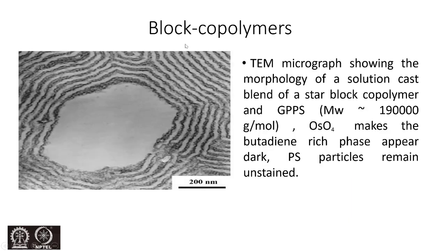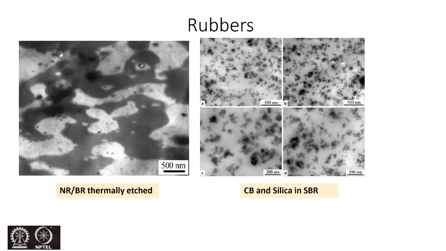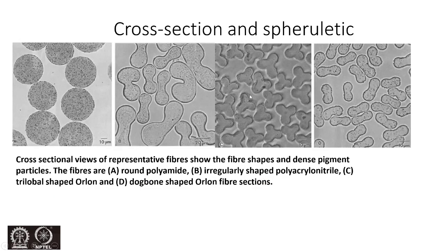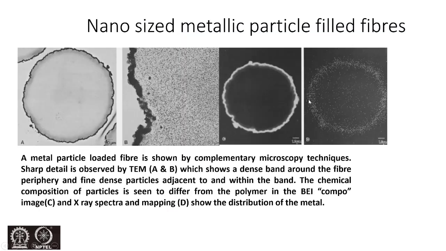Again, the block polymer, which is a star block copolymer having a rich phase of butadiene, is appearing dark, and the PS particles are remaining unstained, so these are appearing bright. In different rubbers, like natural rubber and butadiene rubber, if we are mixing them and thermally etching, we get this kind of morphology. Then CB and silica in the SBR we can get over here. Then cross sections of different polymers, these were already told to you. These are some of the slides which are repeating.